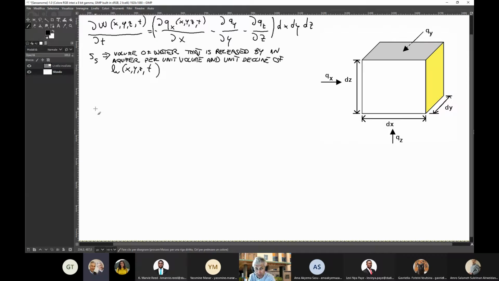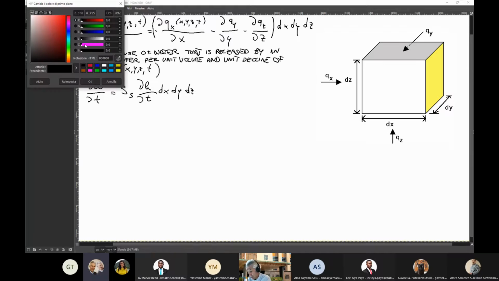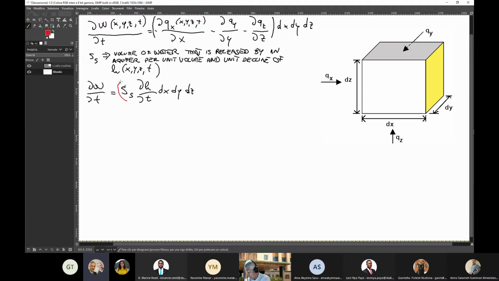So if we apply this definition, we can say that the derivative of W with respect to time, which is the water content in the elementary volume in the aquifer, can also be written as the product of SS by the derivative of the hydraulic head with respect to time, dX, dY, dZ. Because in the right-hand side, I just applied the definition. So what is written here is the definition of volumetric specific storage.